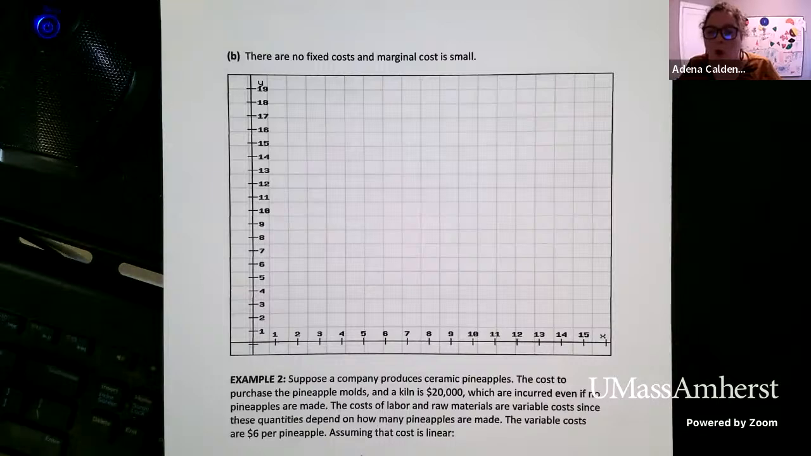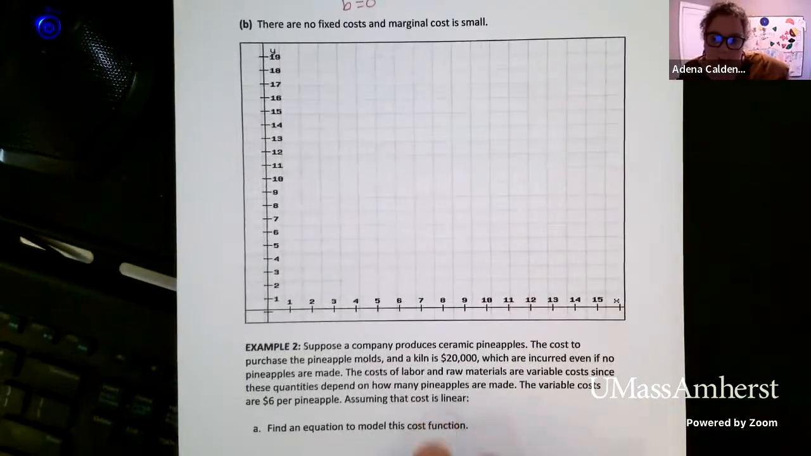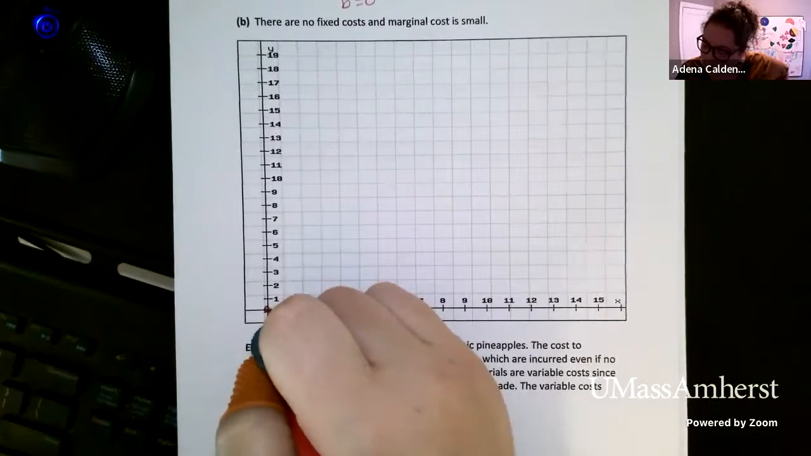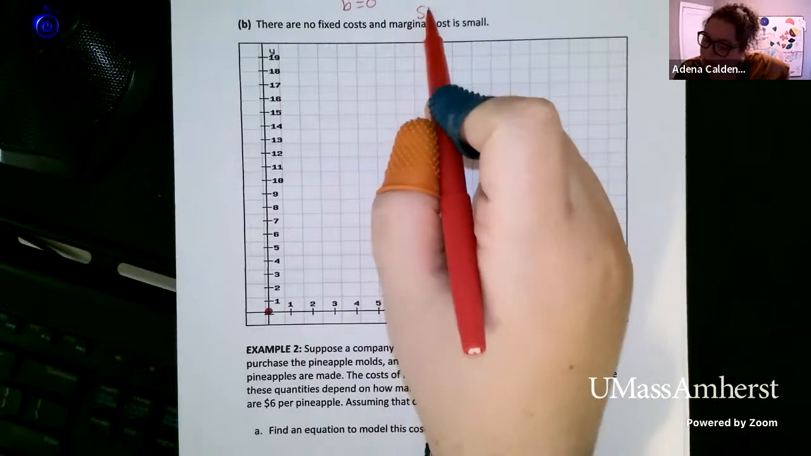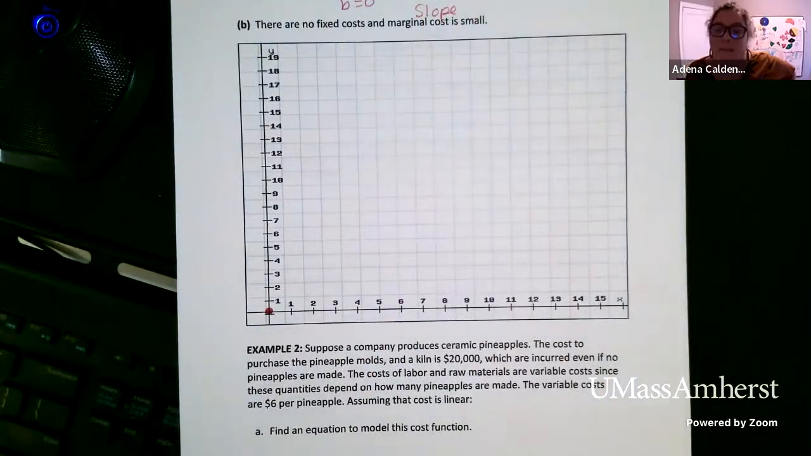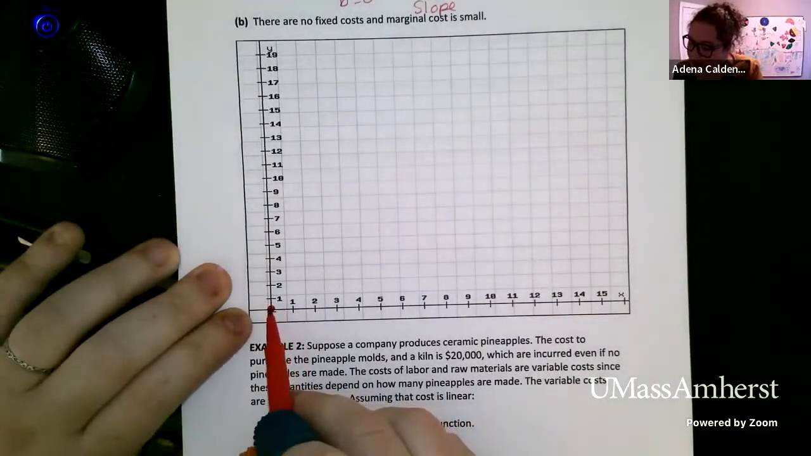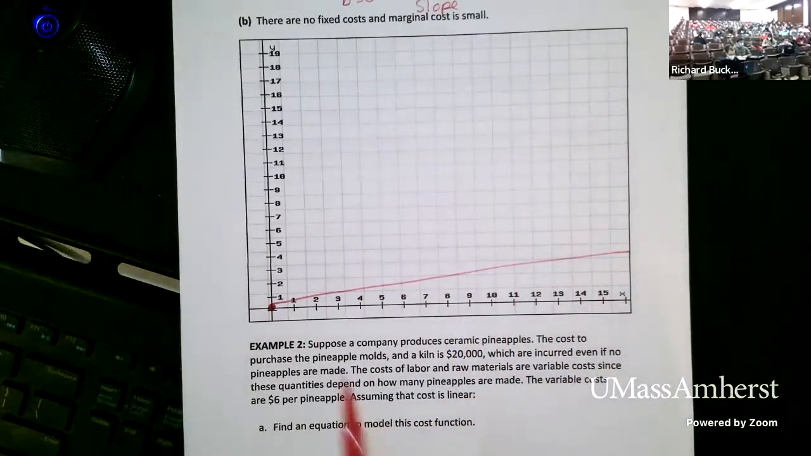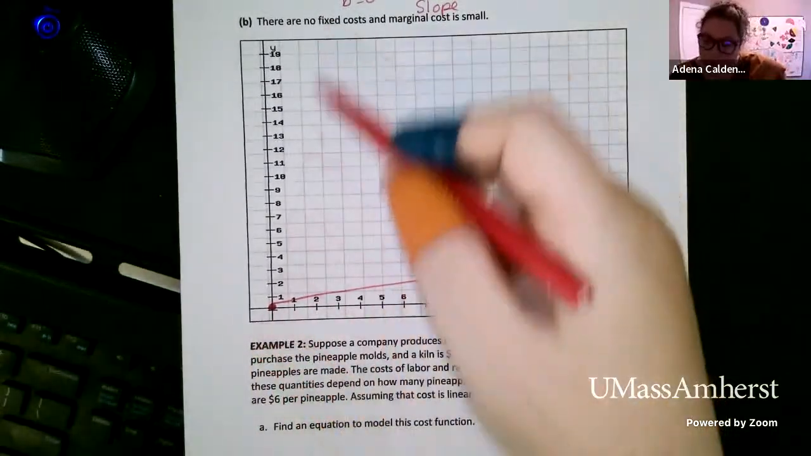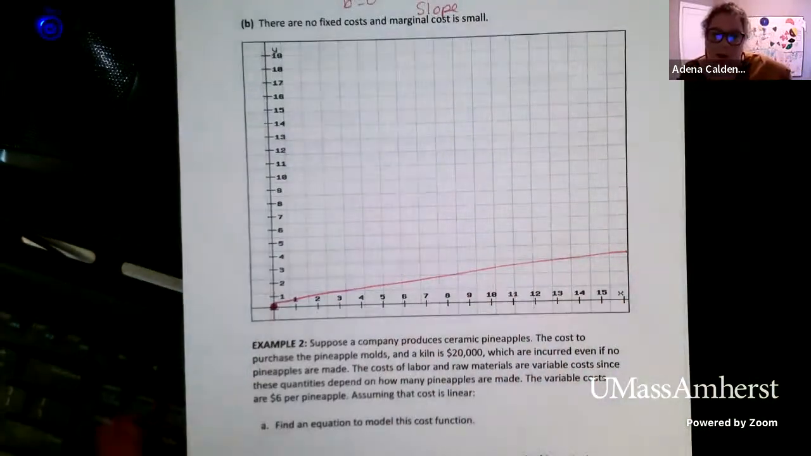Okay, so no fixed costs means that our B is 0, right? There are no fixed costs. So that means we're crossing through right at 0. And marginal cost, which we know is the slope, is small. So if our slope is small, that means that our line is not going to be very steep. So something like this, right? Yours might be slightly more steep, but it should not be as steep as that first one we were looking at. So we have something like this in this scenario.